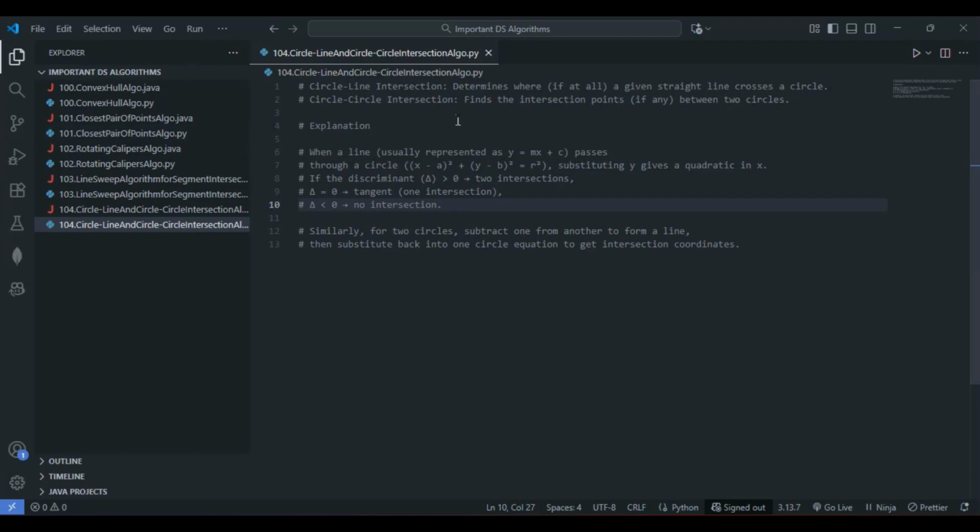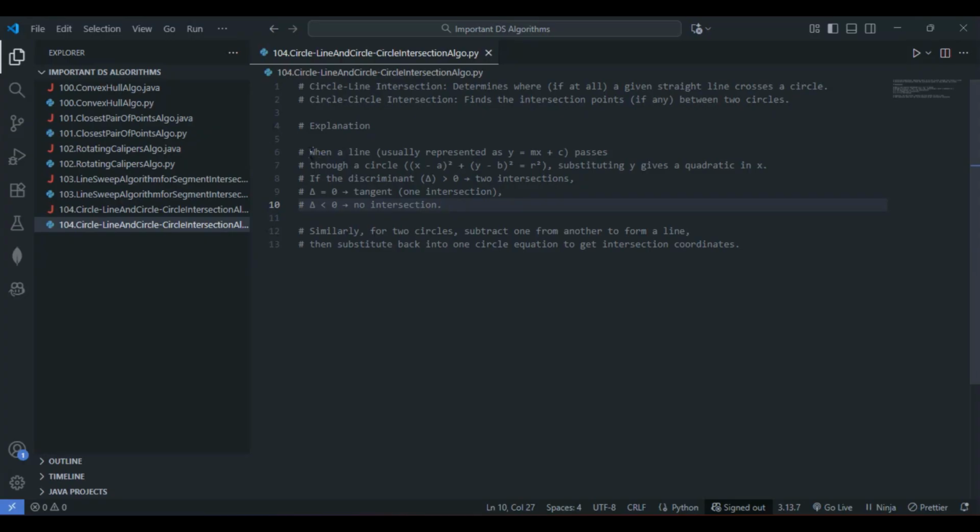The circle-line intersection determines where, if at all, a given straight line crosses the circle. For the circle-circle intersection, it finds the intersection points, if any, between two circles. These are the two algorithms we'll be discussing. Now let's move on with the explanation part.